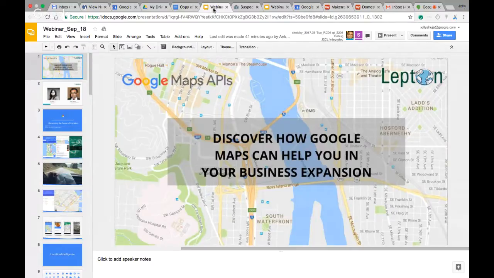In today's webinar, we will help you understand how you can use Google Maps platform to strategize business expansion. Google will talk about the map technology they have and how mid to large size companies across the globe are getting benefited through this technology. Lepton has great capabilities to consume Google Maps API and provide excellent solutions to enterprises to grow their business.